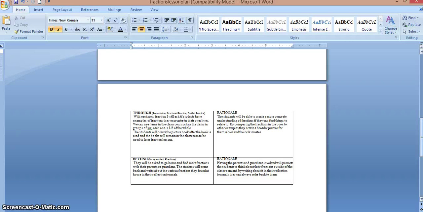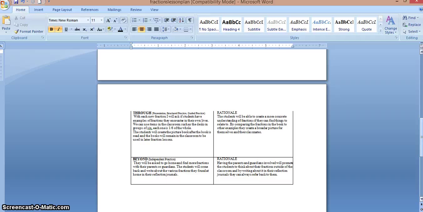The books that they create will remain in the classroom and they can be used in later fraction lessons. And through this, the students will be able to create a better understanding of fractions and how they can pertain to other places, other areas of their lives. And with the fraction books being left in the classroom, they can see more examples in different ways that other students, their classmates, have seen fractions and how they can explain fractions.